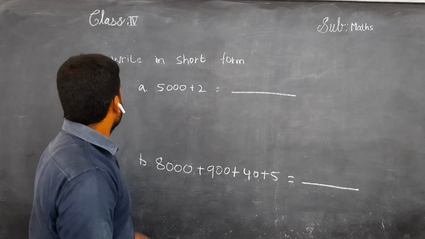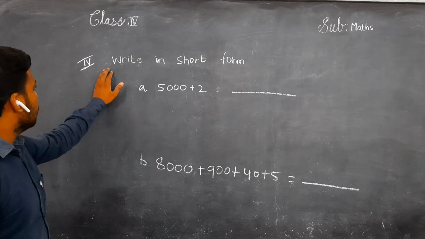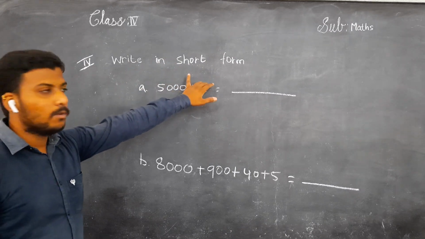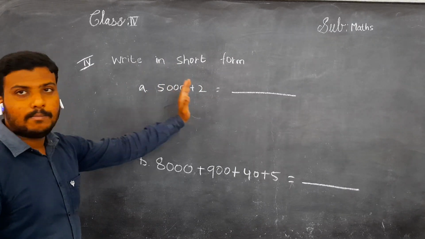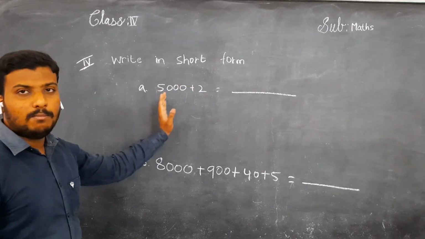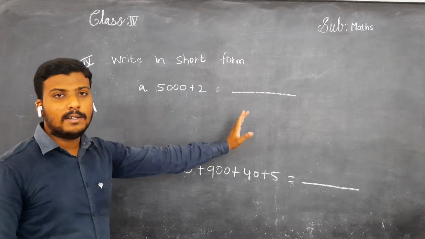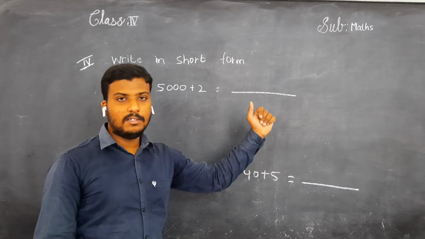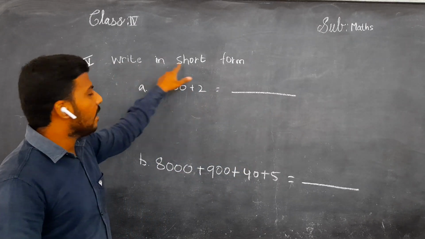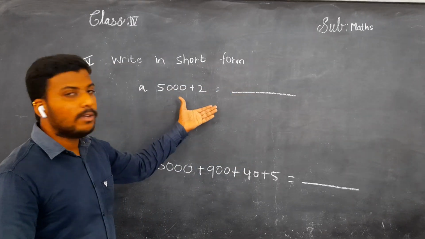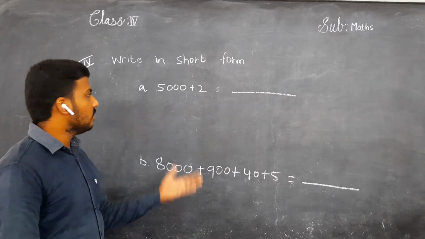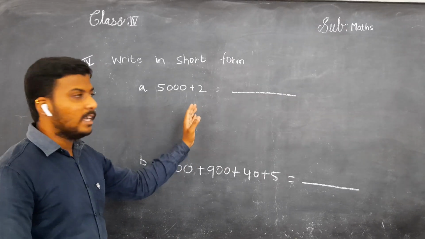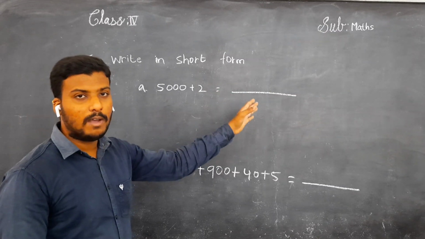Children, that is the next one. The next one is write in short form. Okay, they have given the numbers 5,000 plus 2. By combining both these numbers, we have to write it in short form. Understand, children? We have to write in short form. Here by looking at these two numbers, we can simply say that it is addition. By adding the two numbers, we get the overall value.